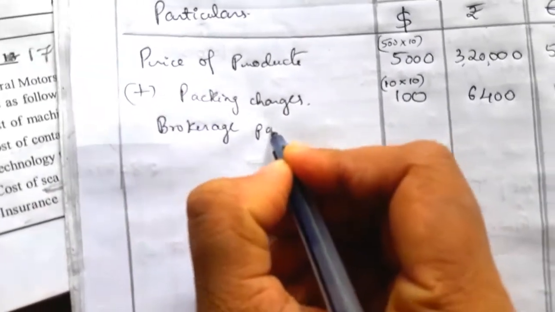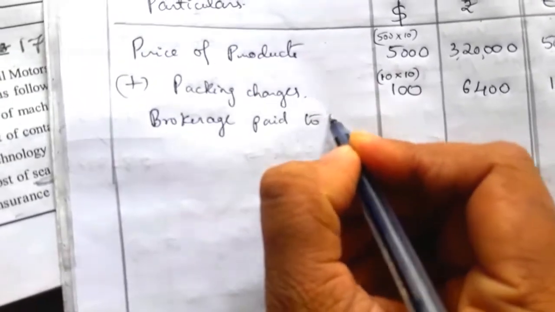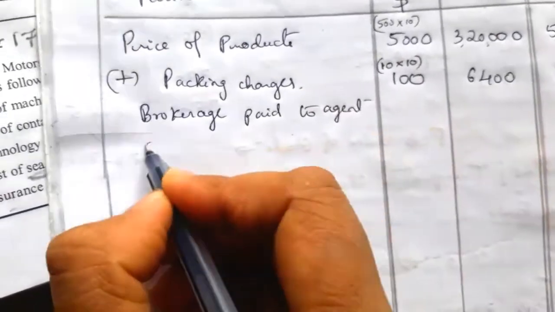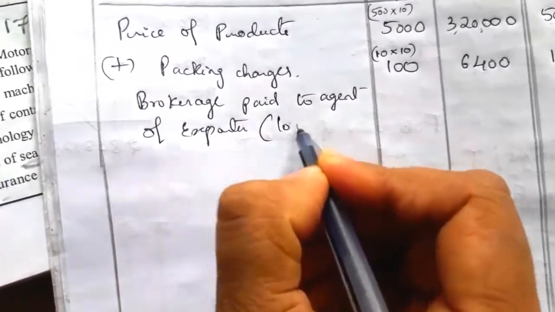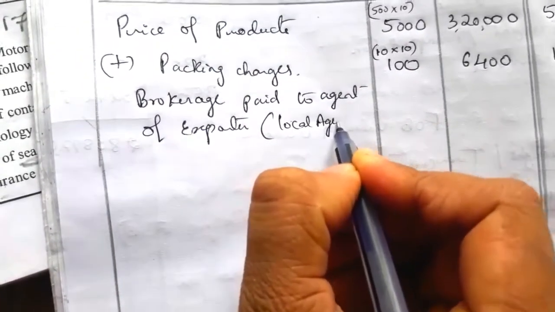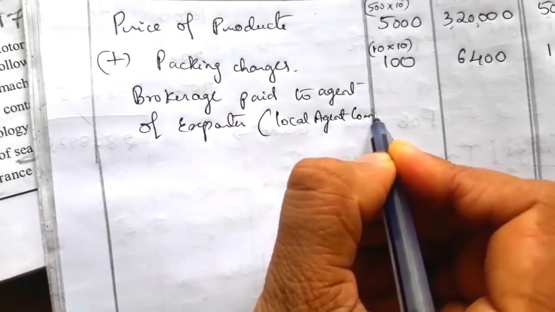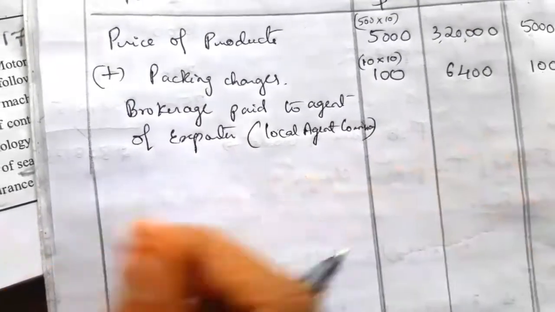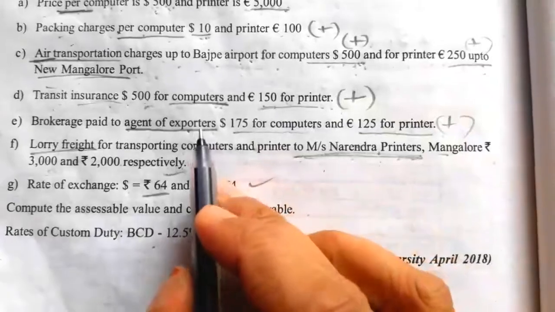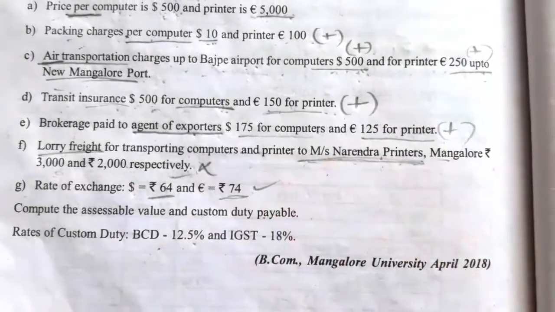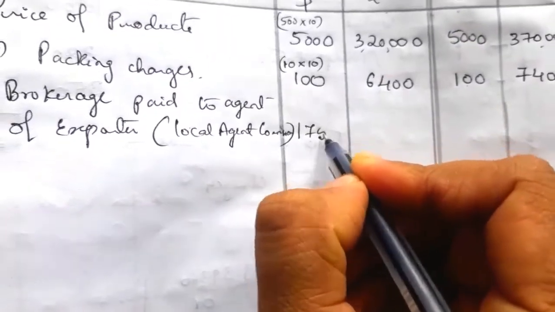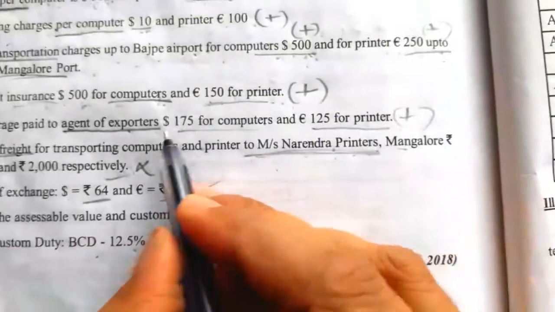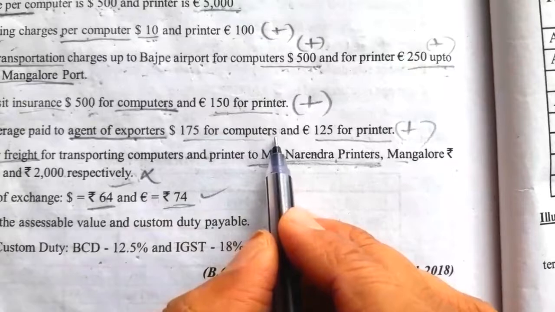Brokerage paid to agent of exporter. So that is nothing but local agent commission. So value how much? Local agent commission 175 for computers. So directly take 175 for computer, don't multiply into 10. So this is a $175 for computers.